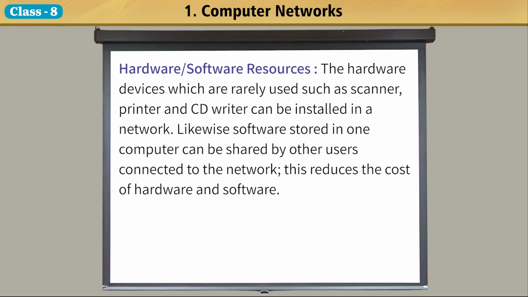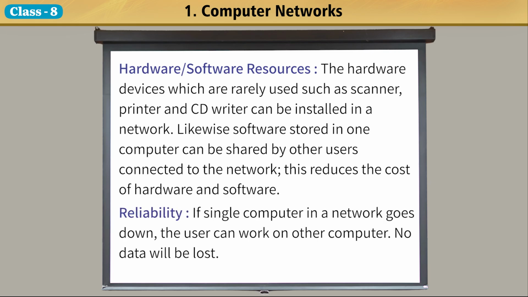Hardware-software resources. The hardware devices which are rarely used such as scanners, printers and CD writers can be installed in a network. Likewise, software stored in one computer can be shared by other users connected to the network. This reduces the cost of hardware and software. Reliability. If a single computer in a network goes down, the user can work on another computer. No data will be lost.